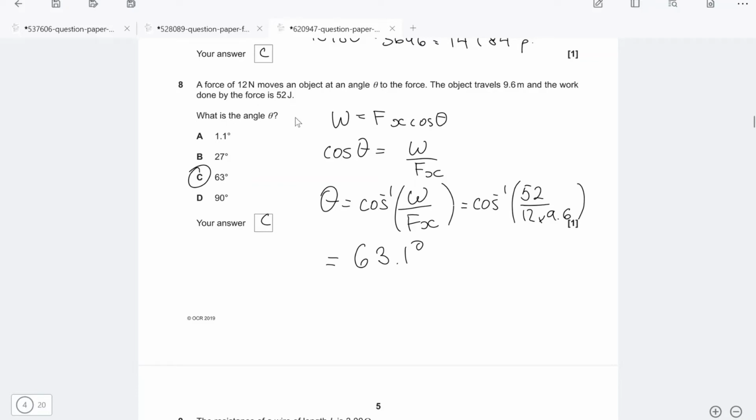Well, we're given the formula in our formula booklet that W is equal to Fx cos theta. Rearranging for cos theta, we get that cos theta is W divided by F times X. Therefore, theta will be equal to the inverse cosine of the work done divided by the force times the distance. Our work done is 52 joules, and we're also given that the force is 12 newtons and the object has traveled 9.6 meters, which gives us 63.1 degrees.